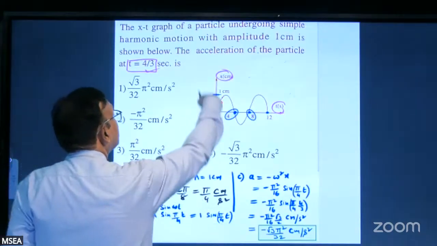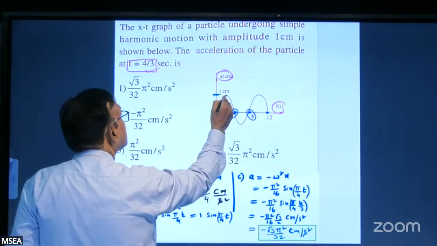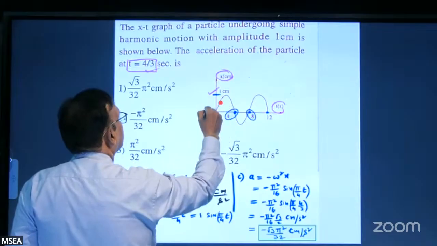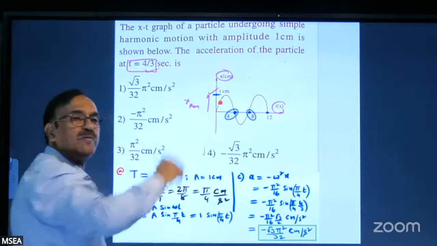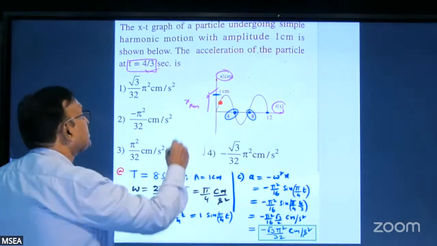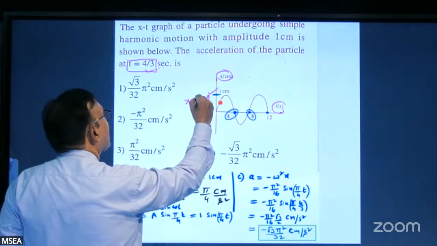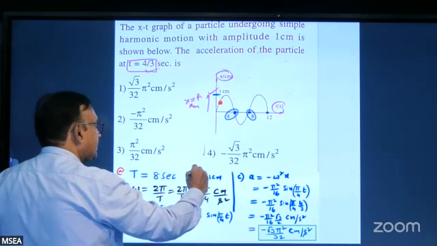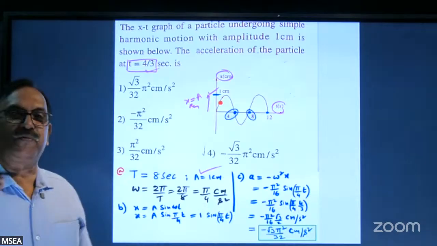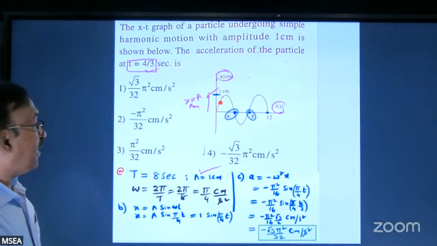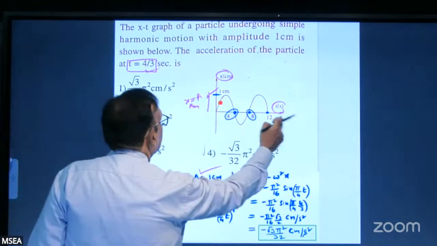All of you know that this is x. This 1 centimeter is x maximum, that is the highest possible value of x. The maximum value of x itself is known as the amplitude. So from this, the amplitude of oscillation comes out to be 1 centimeter. Now you have to use this data properly.